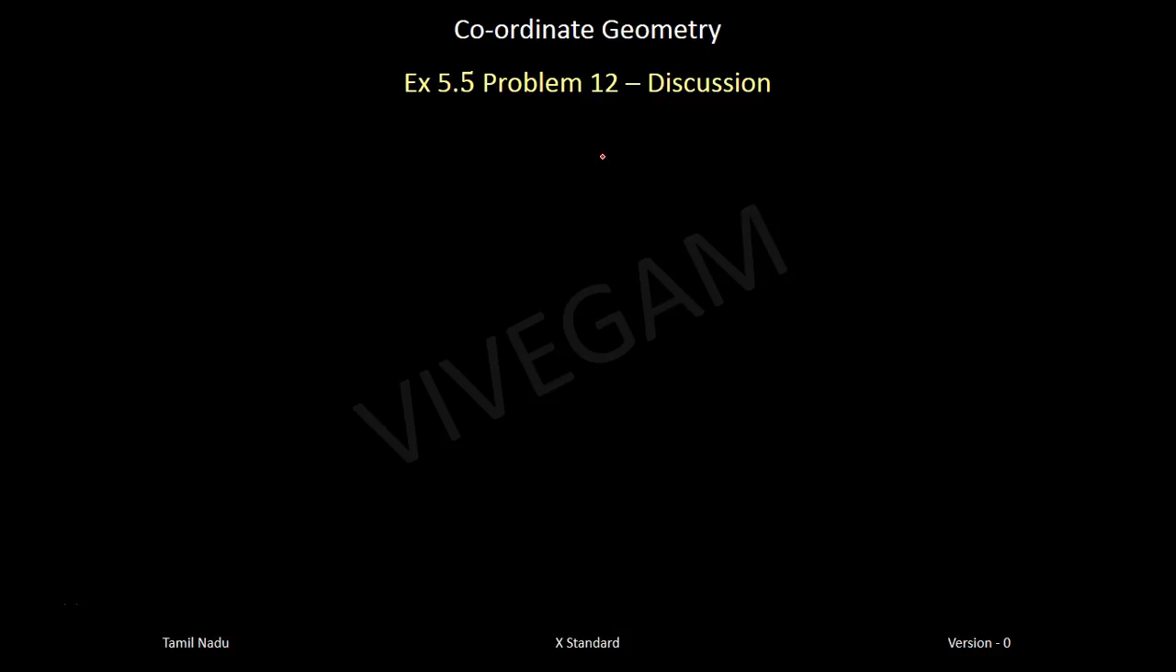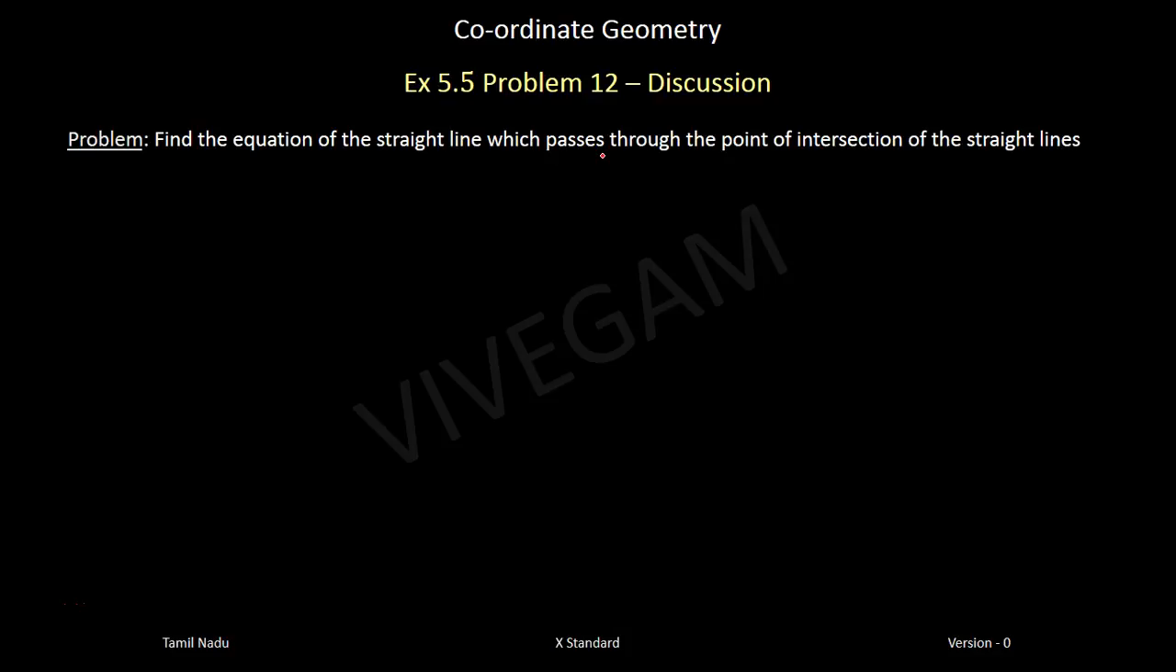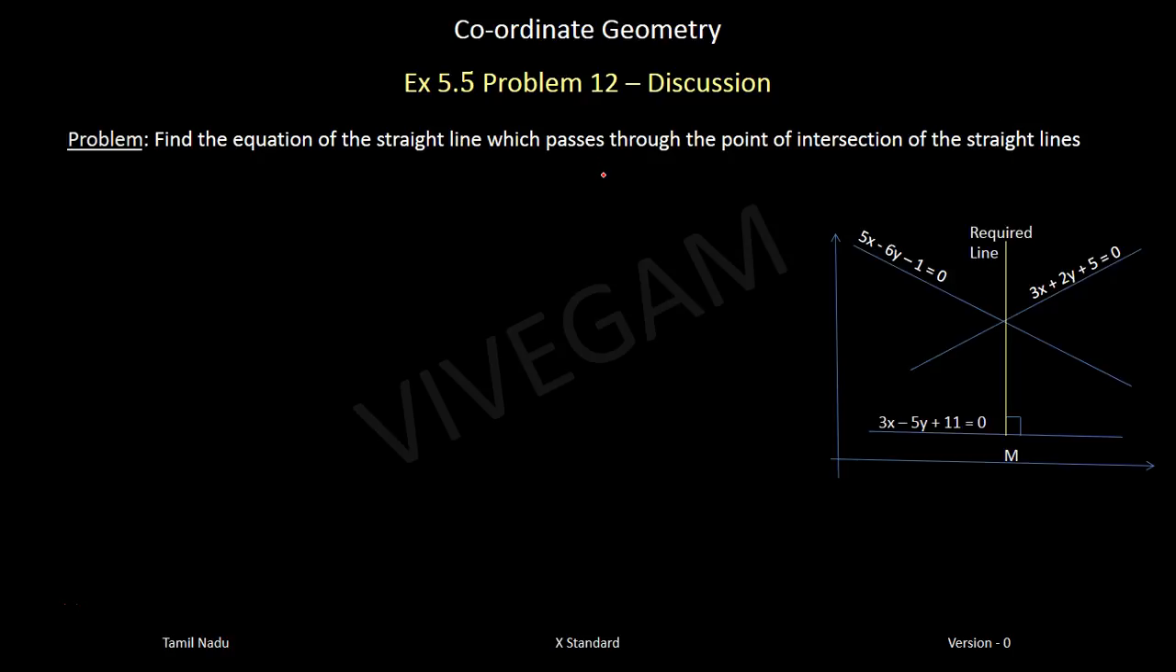Exercise 5.5 problem 12 discussion. Let's read the problem. Find the equation of a straight line which passes through the point of intersection of the straight lines 5x minus 6y plus 1 equal to 0 and 3x plus 2y plus 5 equal to 0 and perpendicular to the straight line 3x minus 5y plus 11 equal to 0.